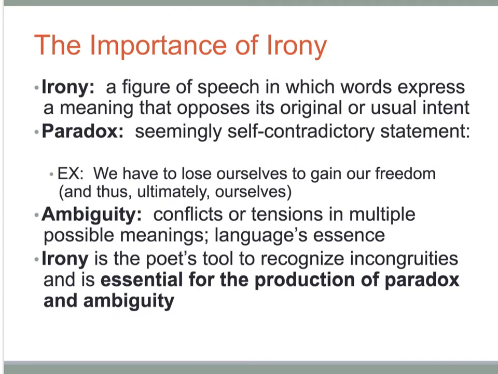Bottom line, irony, which is of course the main point of this slide, is the poet's tool to recognize the incongruities and is essential for the production of paradox and ambiguity. So irony is sort of like the essential element of paradox and ambiguity. It's all about self-contradiction. It's all about apparent conflicts. To expect the unexpected is a conflict.